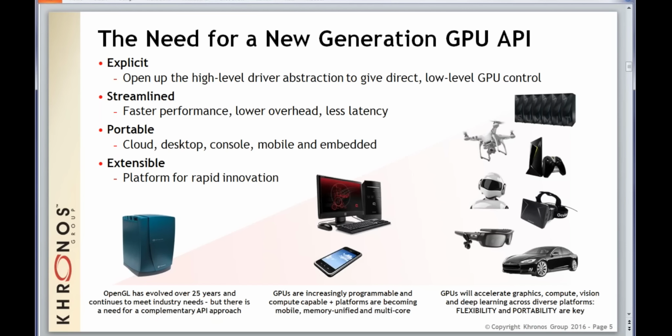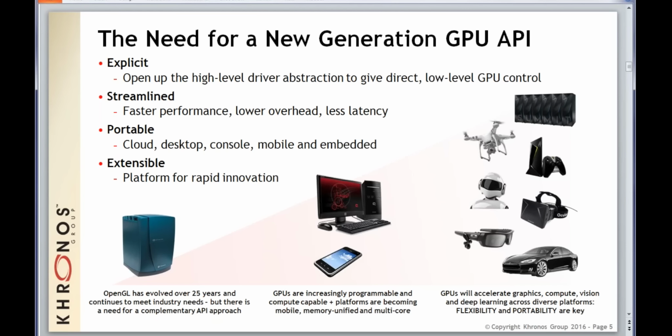From a hardware architecture point of view, GPUs are becoming increasingly programmable, increasingly compute capable, and the platforms in which they're running are becoming more mobile, more memory unified, and multi-core. And if we look forward, I think GPUs are going to play a key role in accelerating many emerging platforms and opportunities: robotics, autonomous vehicles, augmented reality, virtual reality. And GPUs are going to be called on to do not just graphics, but compute, vision, and deep learning acceleration across a wide diversity of platforms. So flexibility and portability are really key in this new generation.